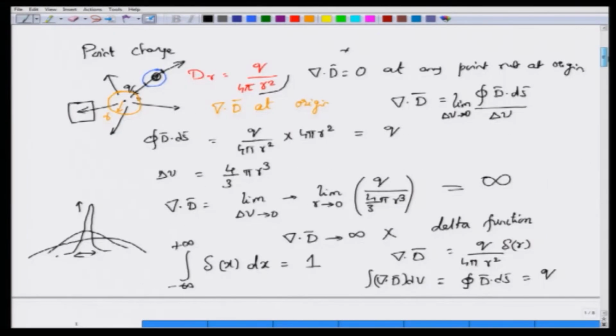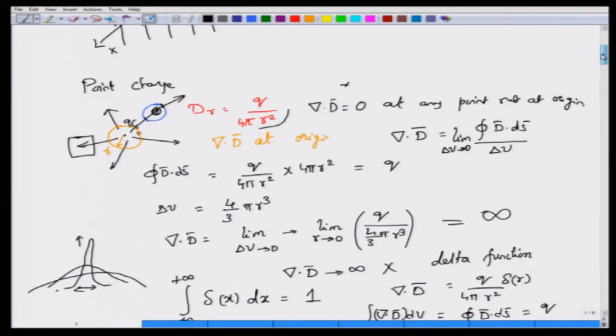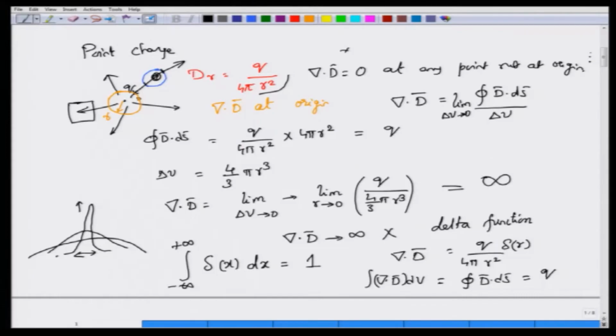In the second example that we considered, we had a point charge placed at the origin whose field decreases as 1 by r square. So, if you try to consider a sphere which is at any other location than the origin, then the corresponding del dot D value evaluated at that point will be equal to 0. So, at any points not at the charge itself, the divergence will be equal to 0. However, the value of the divergence at the point goes up to infinity. We accommodate that infinity by defining a function called the delta function.